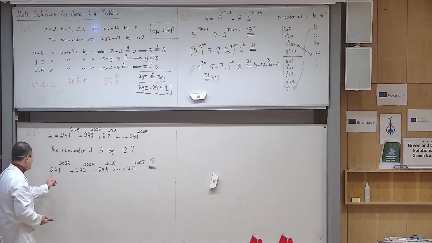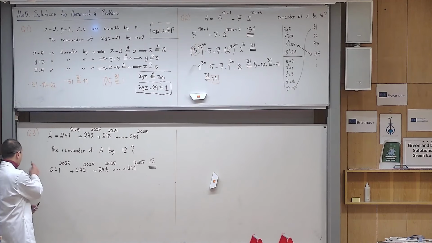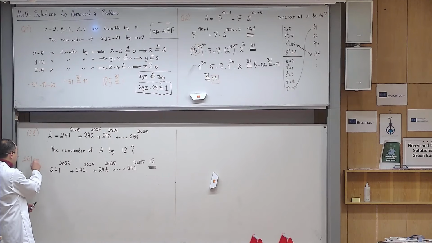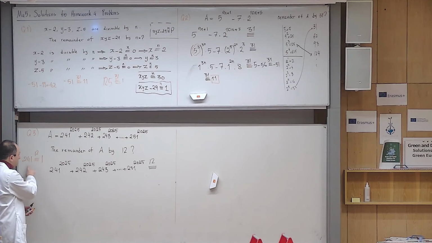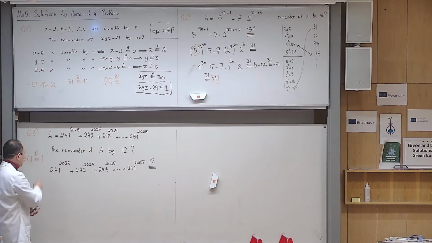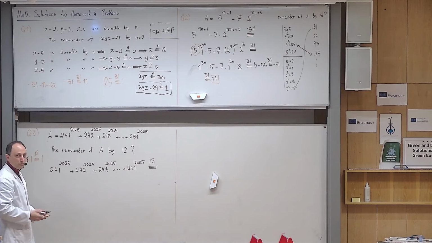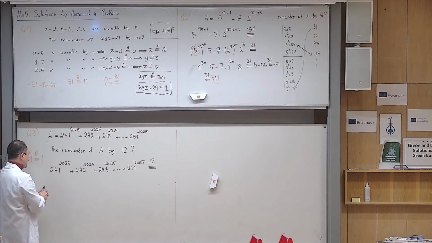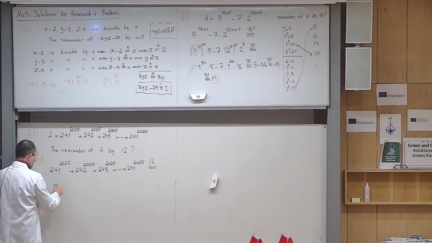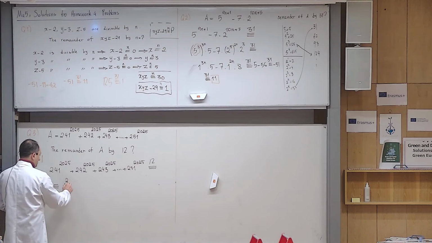Why? Because 241 is congruent to 1 modulo 12. It shouldn't be very hard for you to see. Of course, in the beginning, you might be slow, but it is coming if you practice. So is that correct? Yes, because this number on the left minus the number on the right is 240, and 240 is divisible by 12. So 241 is nothing except 1. So it means that instead of this one, I can simply write 1.